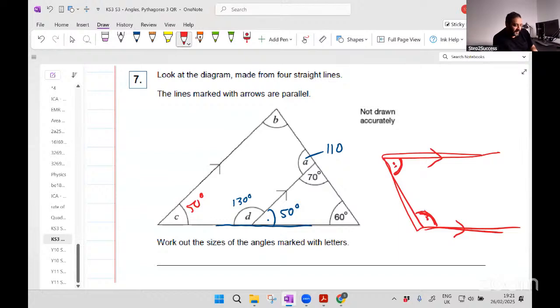And then B can be worked out because this is a four-sided shape, and the angles inside a four-sided shape should add up to 360. So you can do 360 minus the other three angles, which are 110 plus 50 plus 130, that's 290, which means that that must be 70 degrees. And that is all of the angles marked with letters. And that is all I've got from that particular age group's question, unless something else pops up later on.